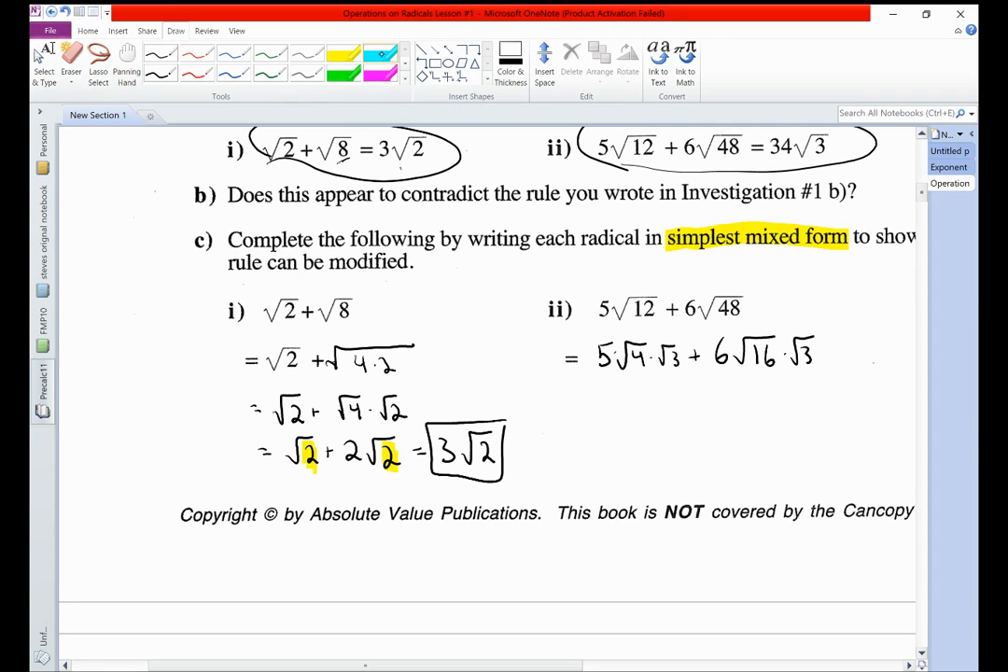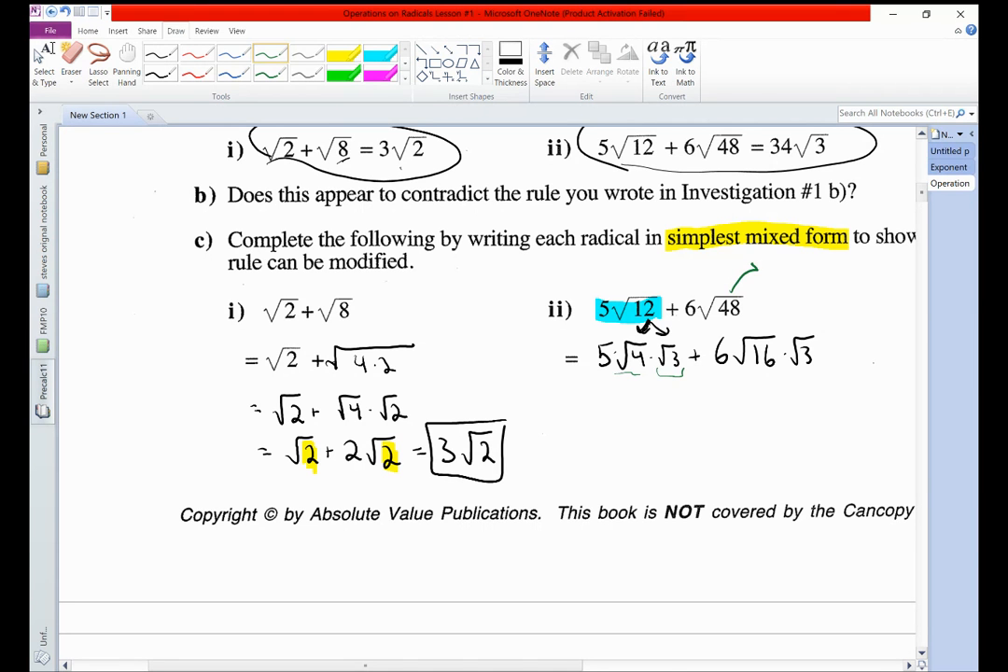So a good strategy is to deal with the simplest one first. So 12, it was a little bit easier to see that it split into square root 4 and square root 3. And what this told me was, okay, well, square root 4 is going to simplify. So now it looks like I'm trying to get two terms that have the radical of square root of 3.